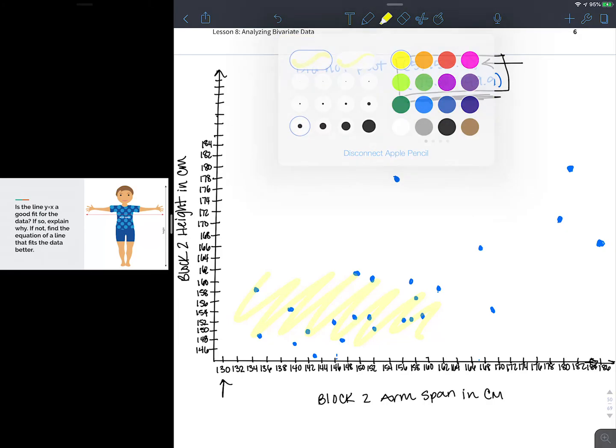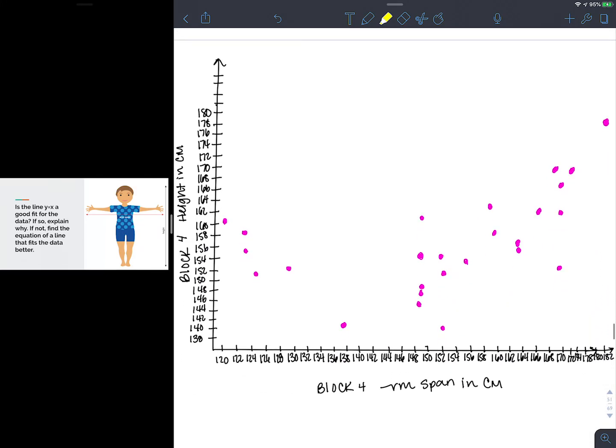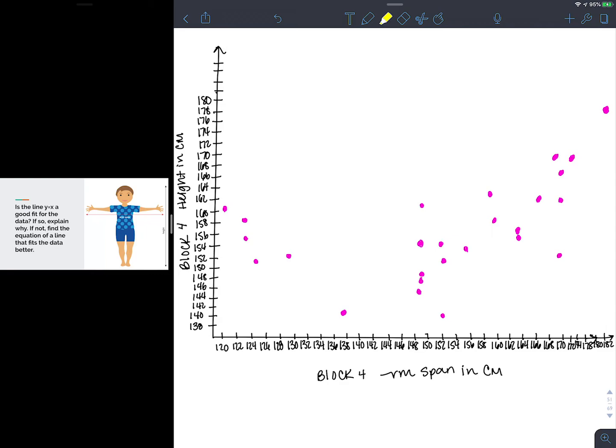And then what was kind of validating is when I looked at block 4's. So here's block 4's data, which was actually kind of interesting because this looks like it's a little bit more clustered. Excuse me. So I felt like this was kind of not as in line with the rest of the data. But I do feel like everything else pretty much had a positive association.